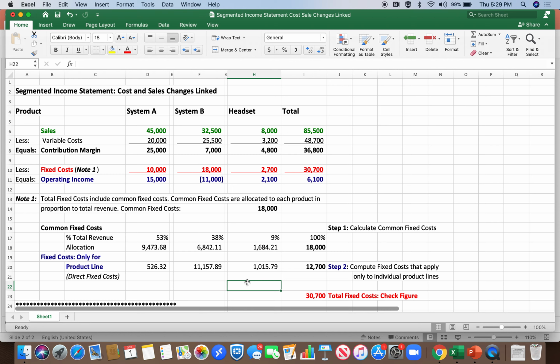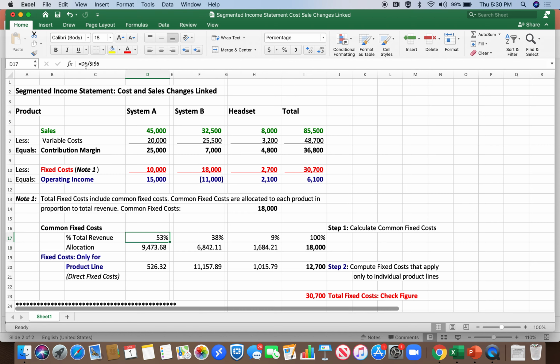Another thing that's good about using segmented income statements is that total fixed costs in note 1 here include common costs. Common costs are fixed costs allocated to each product in proportion to total revenue. That's a common way to allocate fixed costs that are shared between, in this case, 3 units. So I'm saying in my example that the fixed cost is $18,000. Here it is in the total column. And the question is, how do we assign common fixed costs? We do it by total revenue.